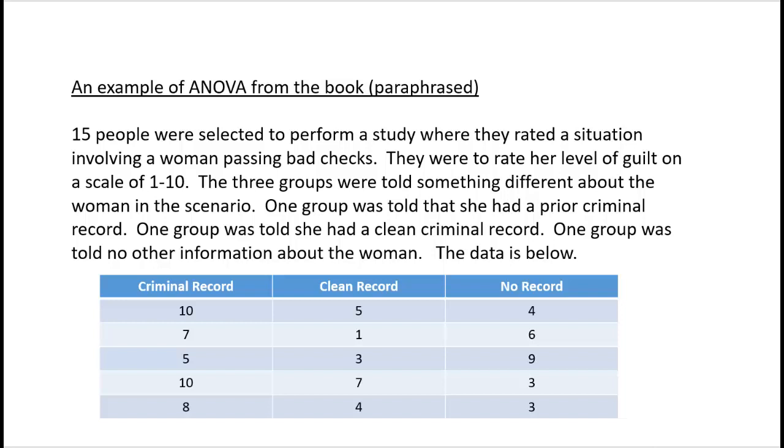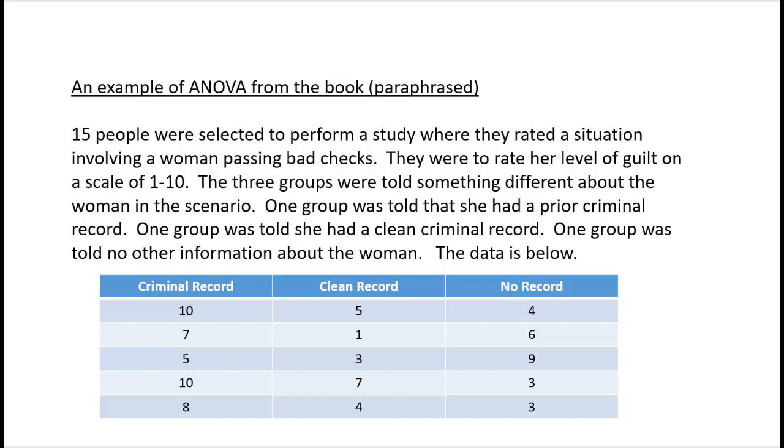So 15 people were selected to perform a study where they rated a situation involving a woman passing bad checks. She was either falsifying the check or she didn't have money in the account, and for whatever reason, her checks were bad, but she was writing them anyway because she needed to pay the bills or whatever. They were to rate her level of guilt on a scale of 1 to 10. So these 15 people all rated this woman's level of guilt on a scale of 1 to 10 based on the knowledge that she had written some bad checks.